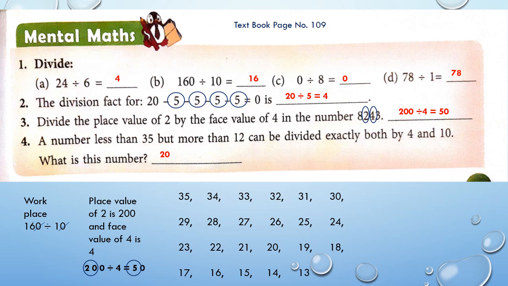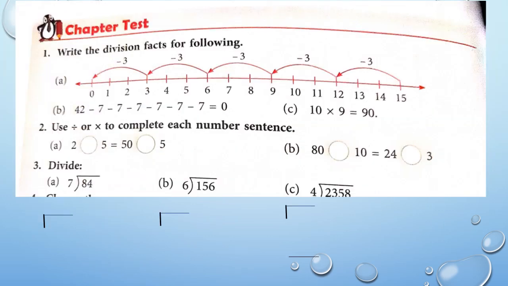Now next page we will start our chapter test. I have done a little, but you have to do it together. Okay, now here, write the division fact for the following. Now here the number is starting from 15 because can you see this is backward counting, right? Yes. So in 15, how many backward counters we can see? 1, 2, 3, 4 and 5.